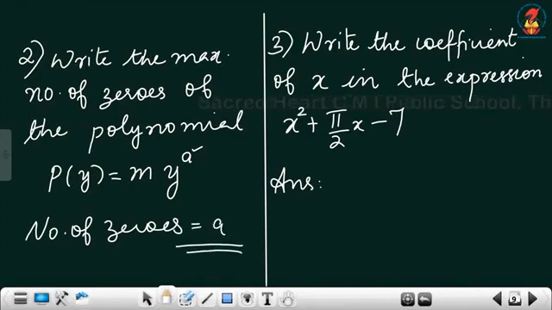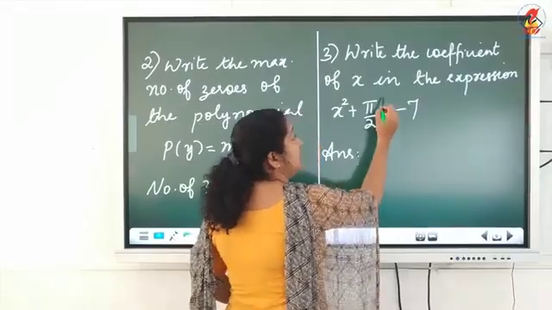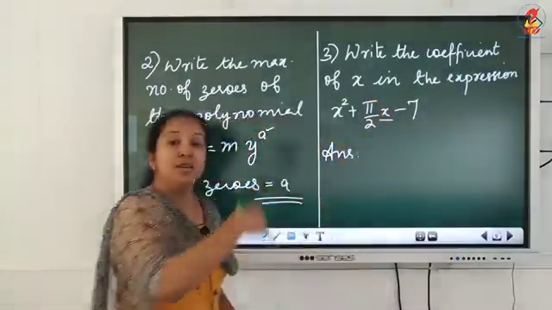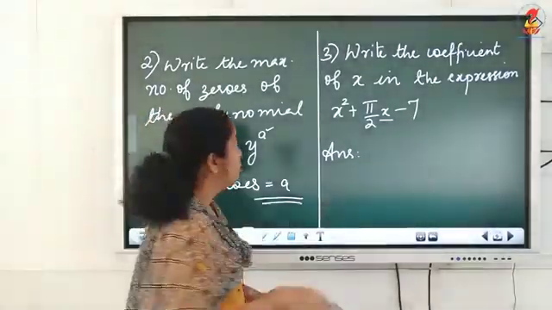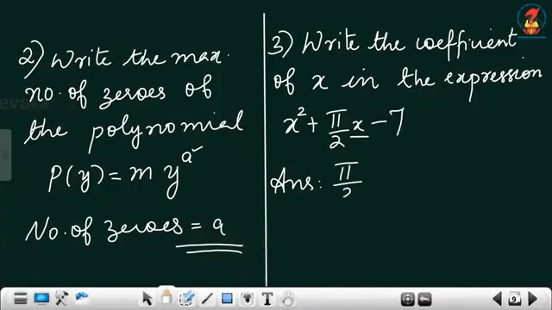Then third question, write the coefficient of x in the expression x square plus pi by 2x minus 7. Coefficient you have learned last year. So coefficient of x means excluding this x, whatever is remaining, that is the coefficient. So it is equal to pi by 2. Pi by 2 is the coefficient of x.